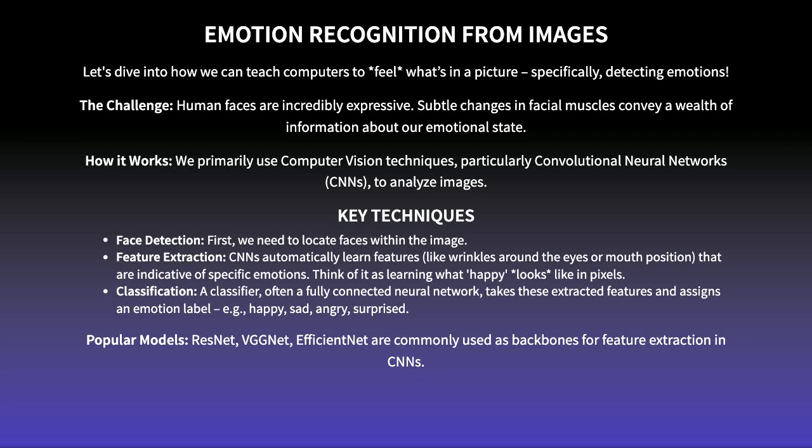Okay, so let's talk about how we can get computers to recognize emotions in images. It's a surprisingly complex problem. Basically, we start by finding faces within the picture using computer vision techniques. Then, powerful neural networks, specifically convolutional neural networks or CNNs, are used to automatically learn what features in those images indicate different emotions like happiness, sadness, anger, or surprise. These CNNs are trained on massive datasets of labeled facial expressions. Think of it as teaching a computer to see the signs of each emotion. We then use a classifier to take all that information and give an overall emotional label to the image.